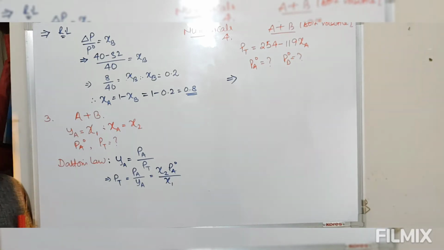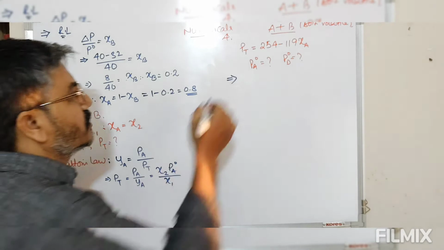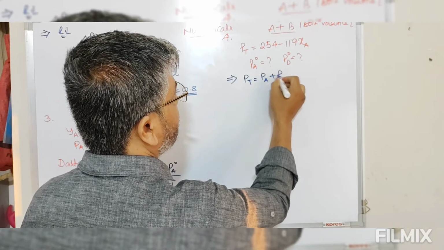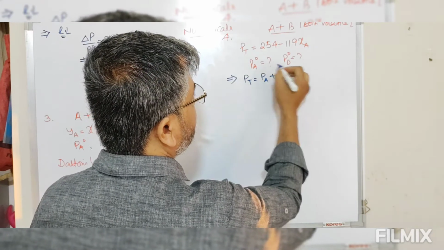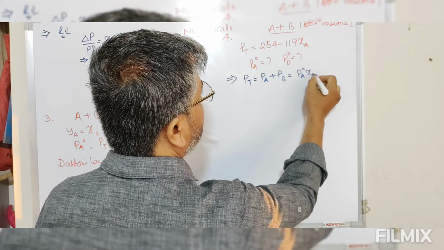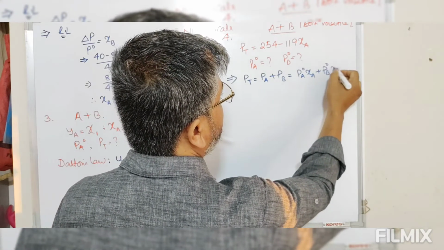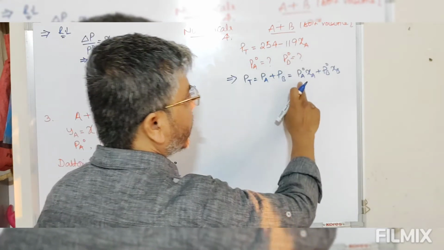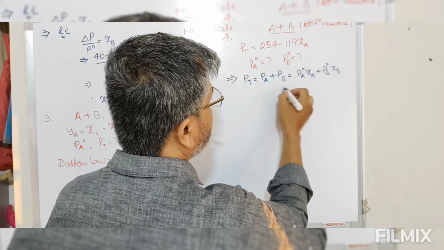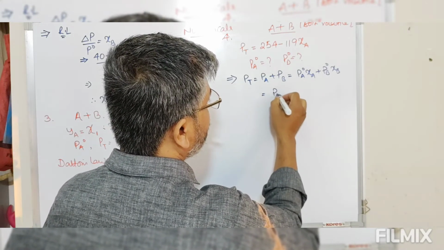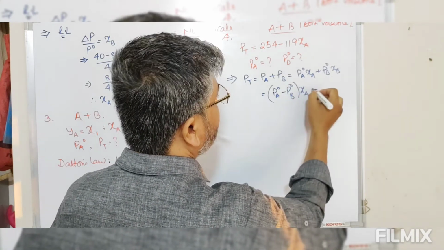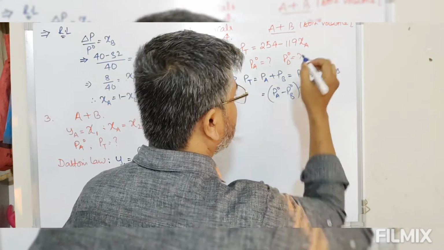While discussing vapor pressure of two volatile liquids, we defined the total pressure. So total pressure is equal to PA plus PB, which is PA naught XA plus PB naught XB. Now this is to be expressed in terms of the mole fraction of A. So in terms of the mole fraction of A, this equation is equal to (PA naught minus PB naught) times the mole fraction of A plus PB naught.